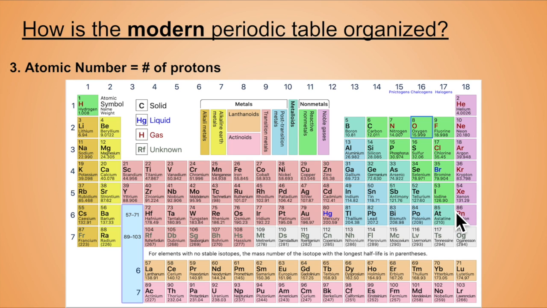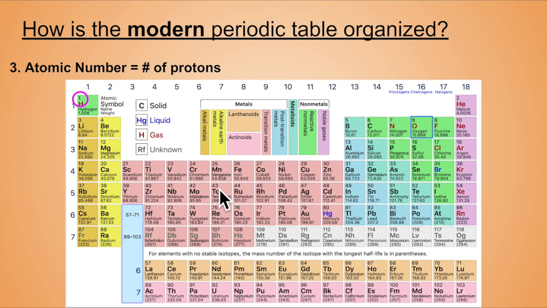So we don't organize it today based on their mass. I mean, for the most part, it kind of holds true, but there are those examples where it doesn't. All right, so we organize it by the atomic number, and it increases as you go from left to right and then top to bottom, kind of like you're reading, okay? And again, this is the number of protons. So like zirconium has 40 protons. Niobium has 41 protons, and so on. So that's the third way that it's organized.